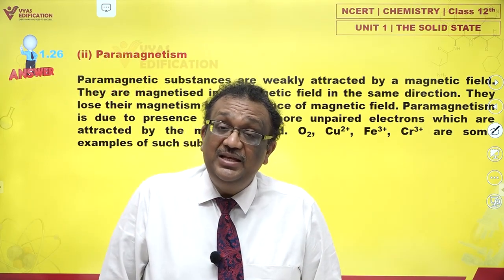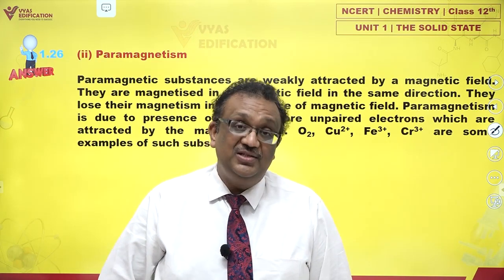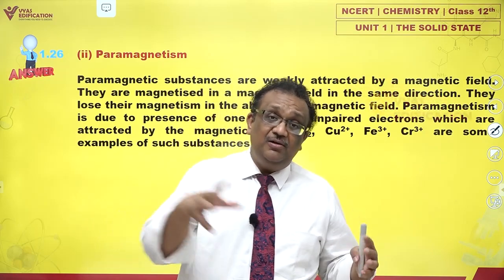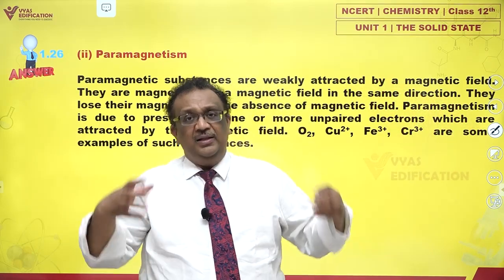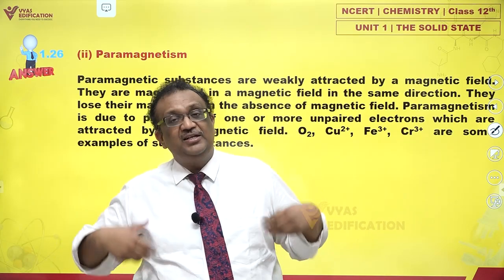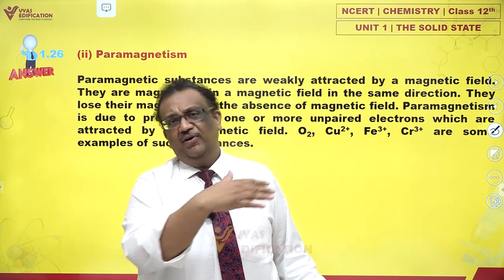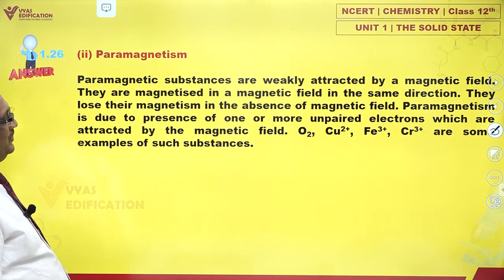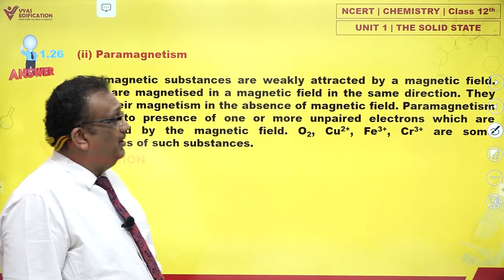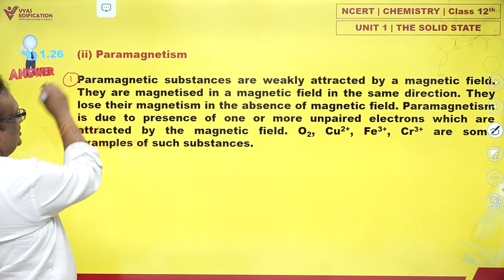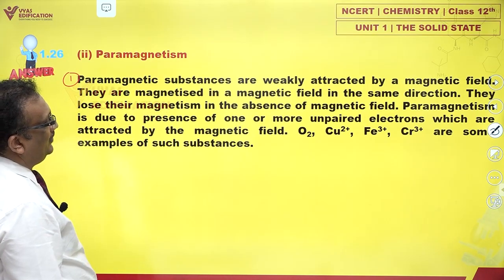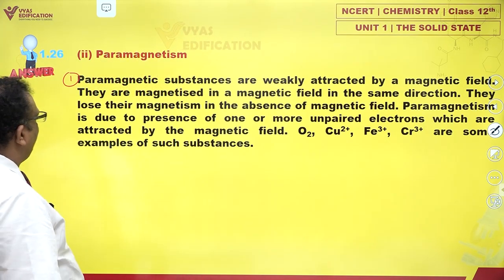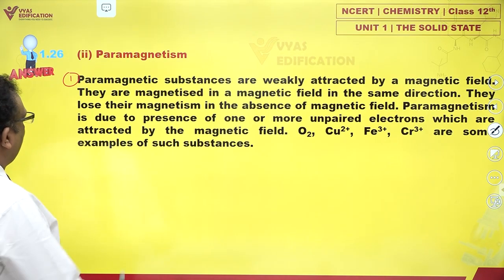These are attracted in a magnetic field. And if these substances are placed in an external or a strong magnetic field, the atoms which are functioning as magnets themselves all get aligned in one direction in that magnetic field. So that is the idea of paramagnetism. The substances which are weakly attracted by a magnetic field, that is the first point. They are magnetized in a magnetic field, they undergo temporary magnetization, and they lose their magnetization in the absence of a magnetic field.